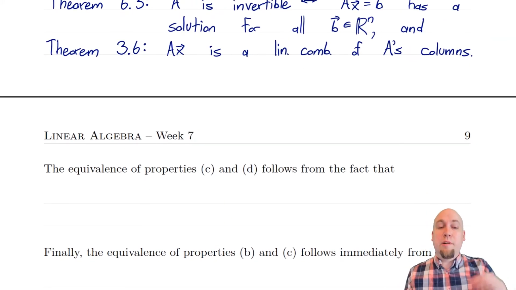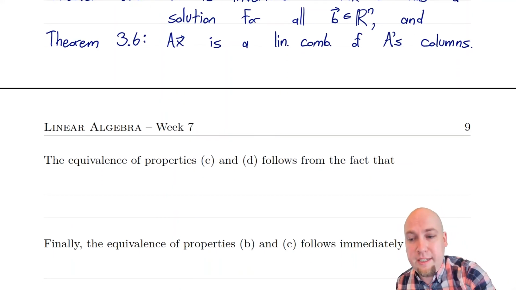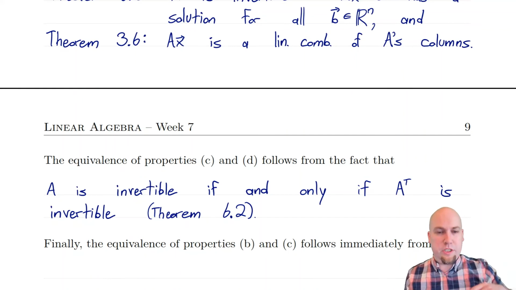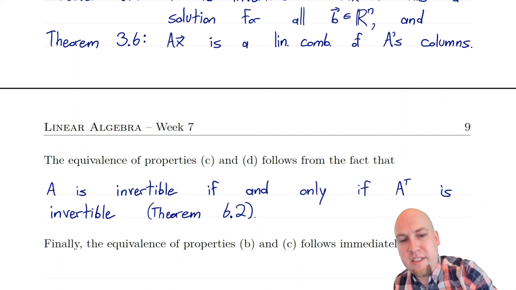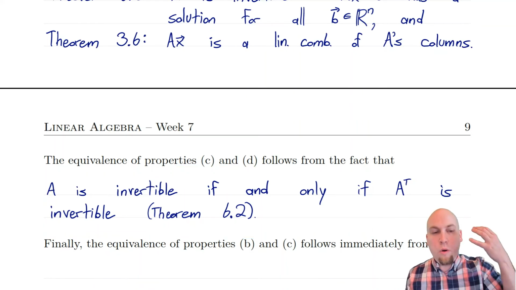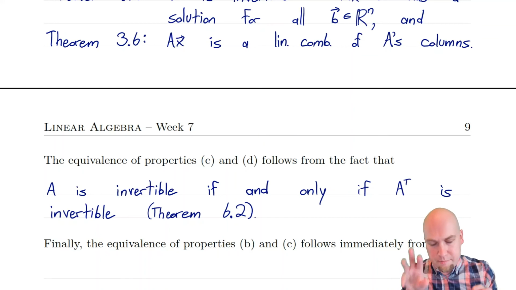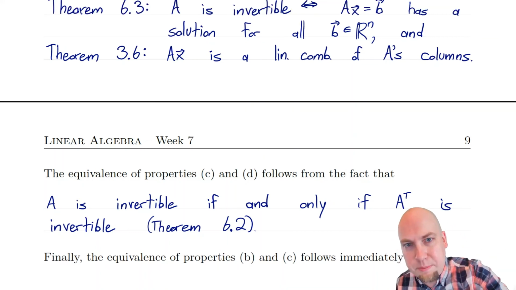Okay. The equivalence of properties C and D: properties C and D are that the columns of A span all of Rn versus the rows of A spanning all of Rn. Well, that comes immediately from stitching together what we just wrote, and the fact that a matrix is invertible if and only if its transpose is invertible. This is also one of the first things that we proved about invertibility of matrices. A matrix is invertible if and only if its transpose is invertible.